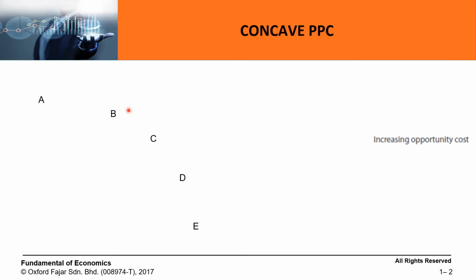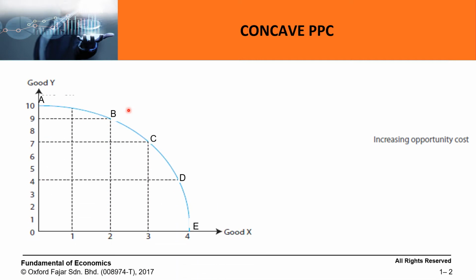First graph yang saya nak share hari ini adalah graph yang berbentuk bowed out shape ataupun kita sebut sebagai concave PPC. Okey, concave PPC ni bentuk graf kita ni dia kembung keluar. Okey, so macam mana boleh dapat bentuk graf yang kembung keluar ataupun bow out ni?